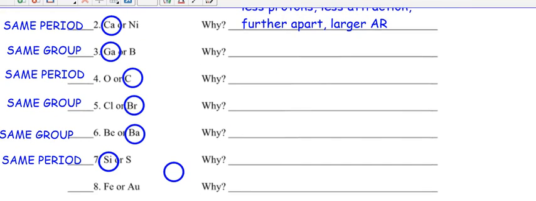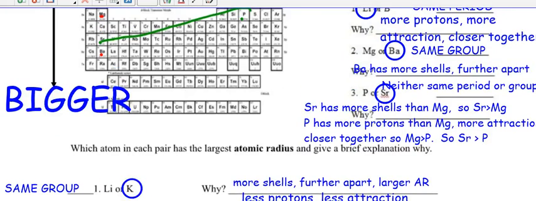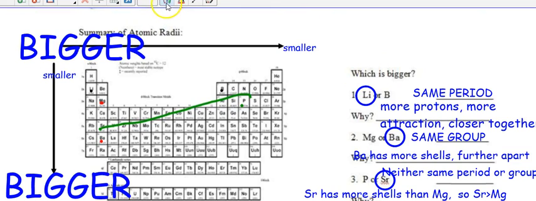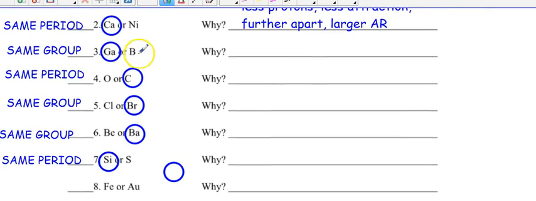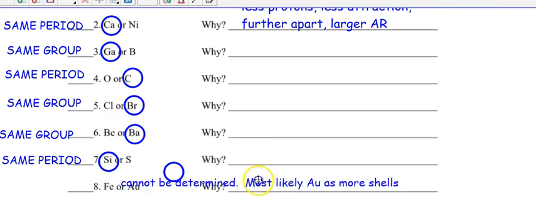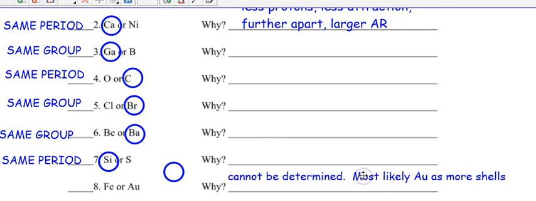Now, what do I do with iron and gold? Let's look up at the periodic table again. Iron is right here, and gold is right here. What direction are these? They're this direction. So what's the problem when it goes that direction? You can't really tell, cannot be determined. I said most likely gold, as it has more shells, because iron isn't in a vastly different group to make a huge difference.